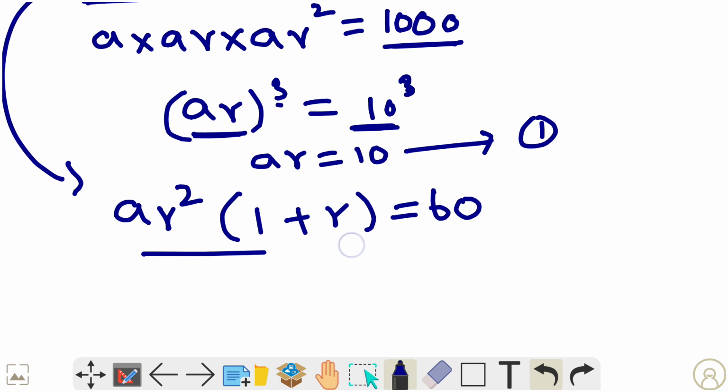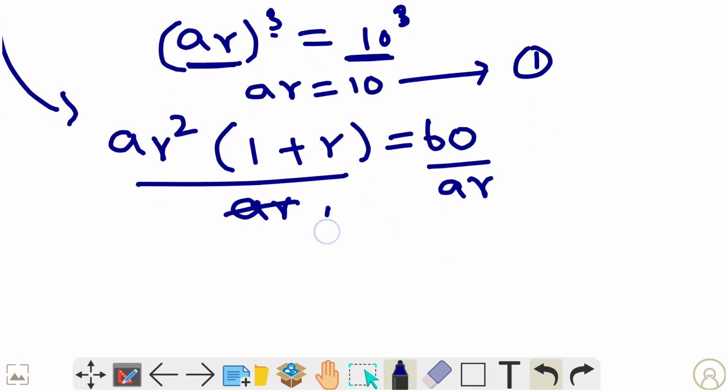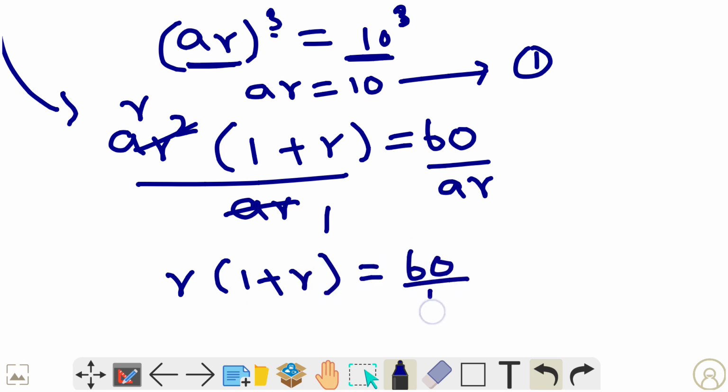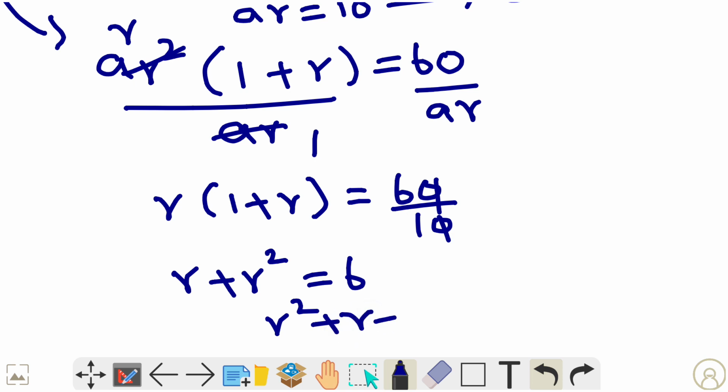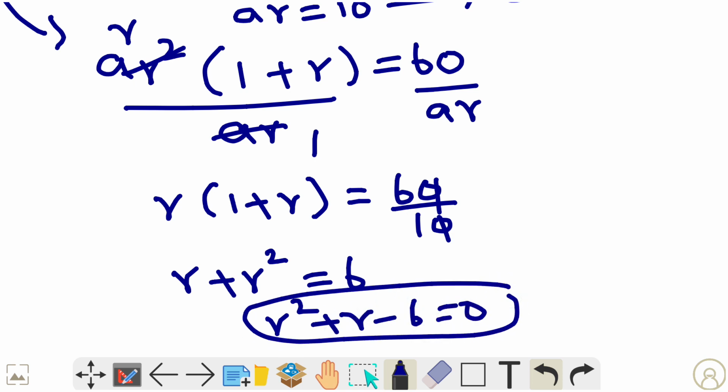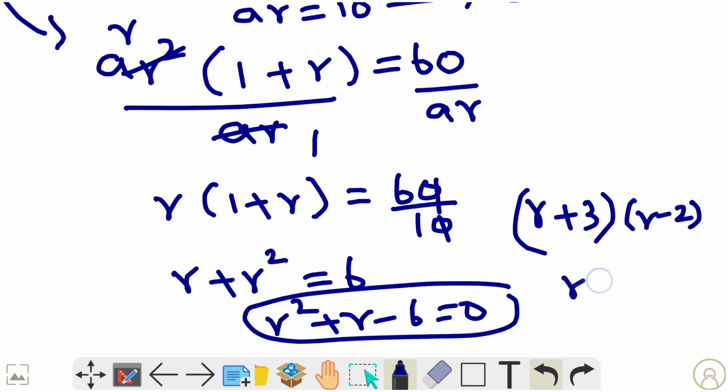Now I am going to divide both sides by ar, and here also ar. So r into 1 plus r is equal to 60 by 10. The 0s cancel each other. So r plus r square equal to 6, r square plus r minus 6 equal to 0. This looks like a quadratic equation. It can be factorized into r plus 3 and r minus 2. So r equal to 2 is the only result. r plus 3 equal to 0 gives r equal to minus 3, which is impossible. So r equal to 2 is the only possible answer.